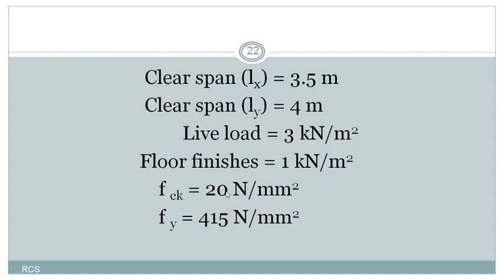Well, with the data given, the clear span is 3.5 meters along the x direction and the clear span along the y direction is 4 meters. Live load is equal to 3 kN per meter square and floor finishes are equal to 1 kN per meter square. The characteristic compressive strength of concrete is 20 Newton per mm square. And finally, the yield strength of steel is 415 Newton per mm square. So based on this given input data, we have to design our unrestrained two-way slab which is simply supported on four edges, with corners not held down.